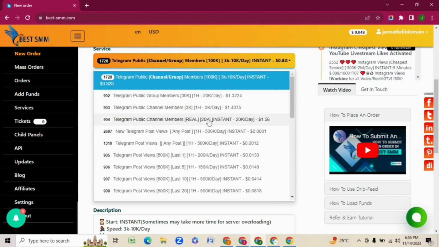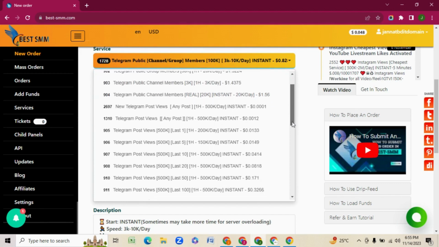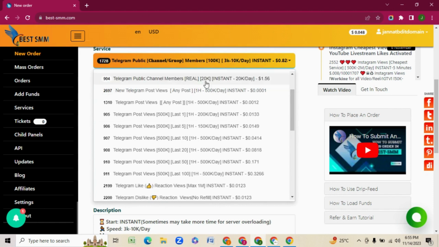Telegram public channel members real. As you can see, they are also providing real members, so definitely this is the safe side to go with the real one, right? And it will be instant and 20k per day. They will charge $1.56 for real members.